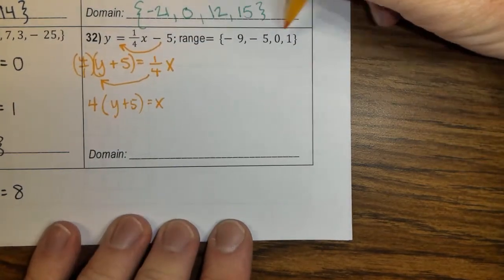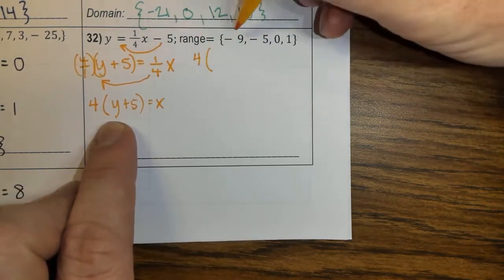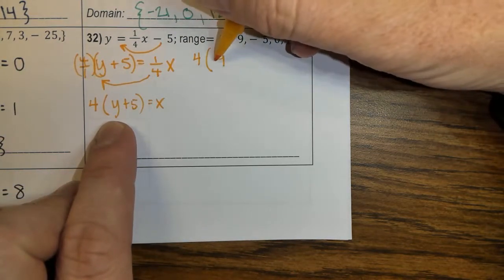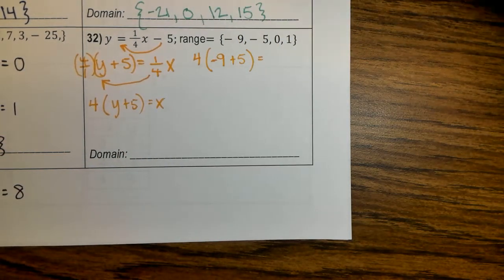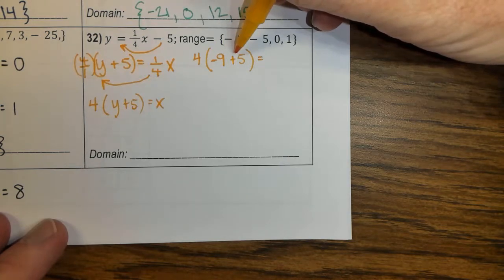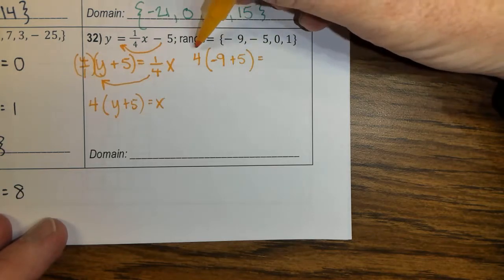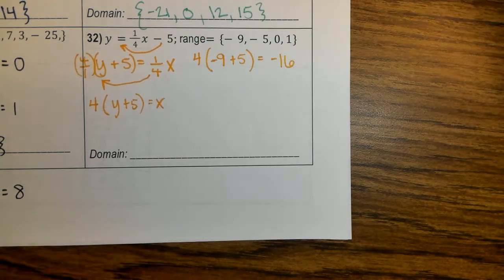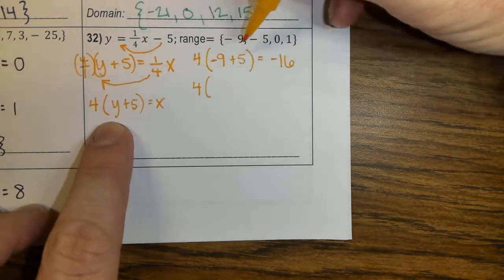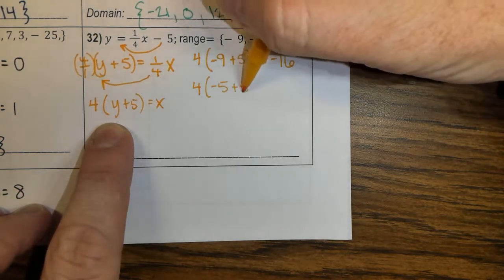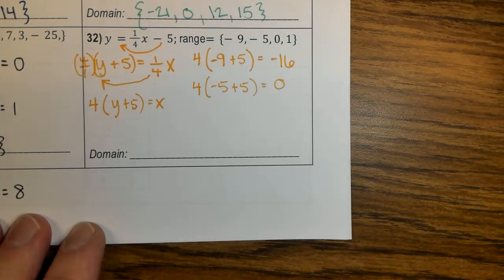So look, I'm going to replace y with these y values. So I have 4 parentheses, now y. So instead of y, I'm going to do negative 9 plus 5. Okay. So I simply put these together and then times 4. So 5 minus 9 is negative 4 times 4, negative 16. Okay, then I do the same thing. I do 4 parentheses. Y is now negative 5 plus 5. So 5 minus 5 is 0 times 4, it's just 0.